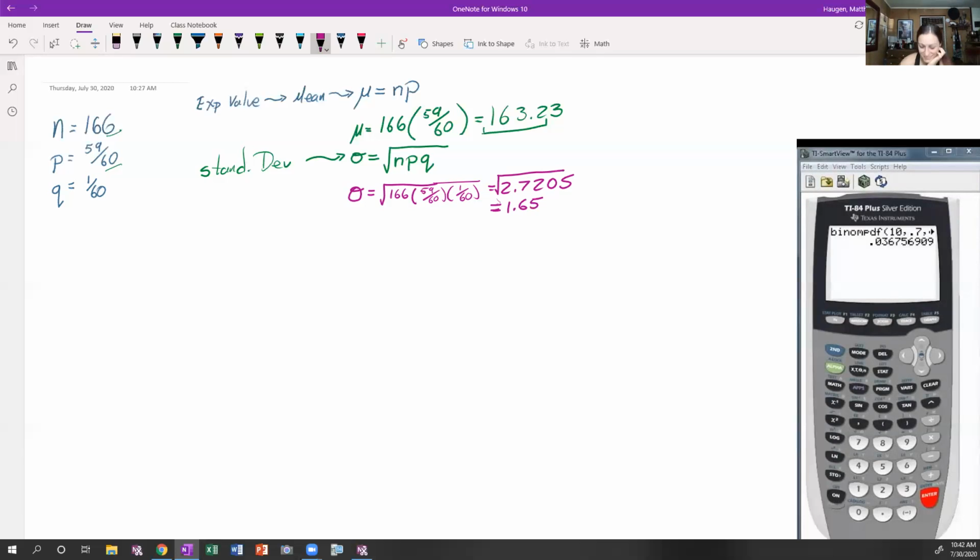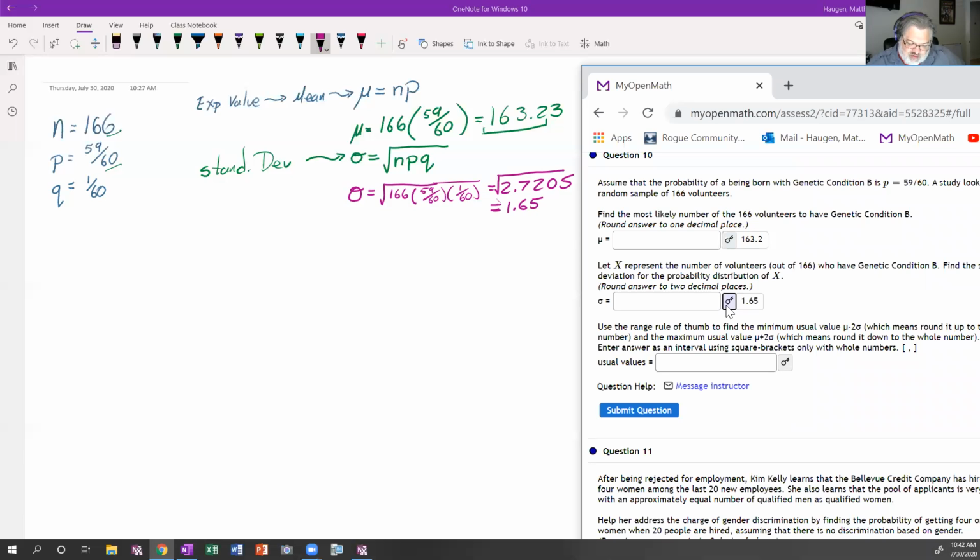Oops. All right. Hey, look, that happens. And we were asked to round to 2 decimal places. So the 1.65, boom. Yes, 1.65.